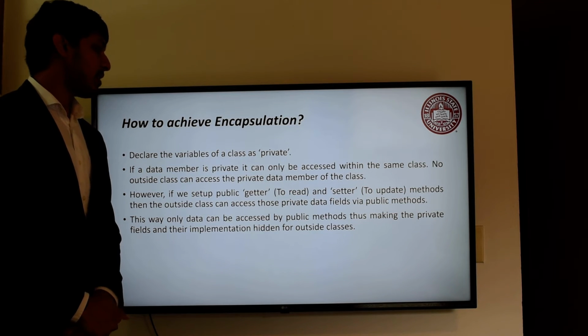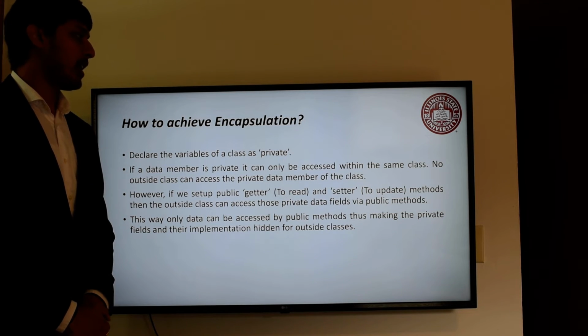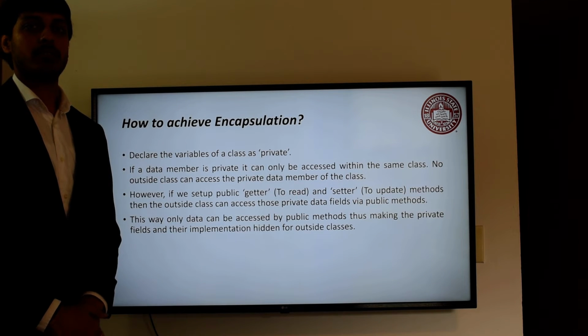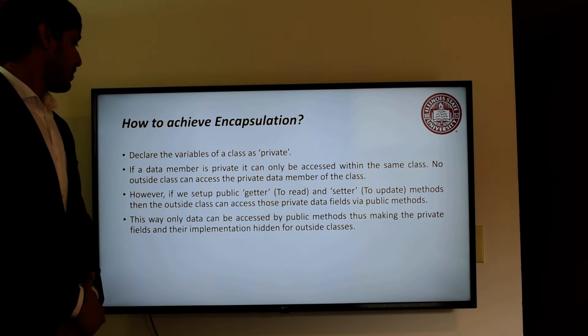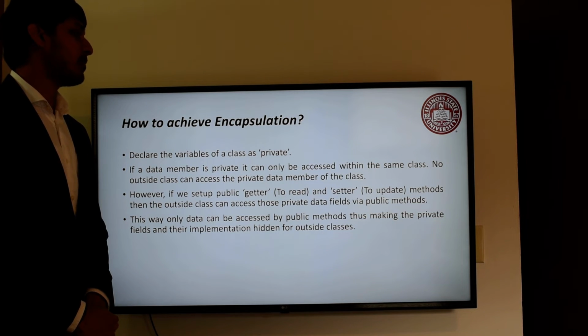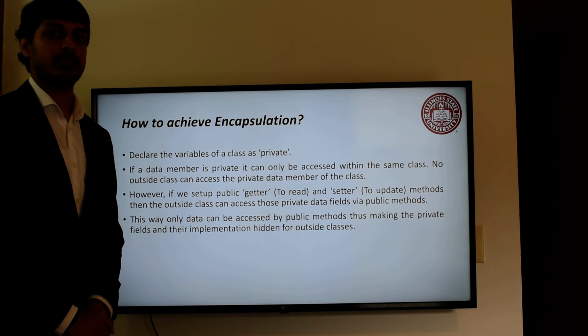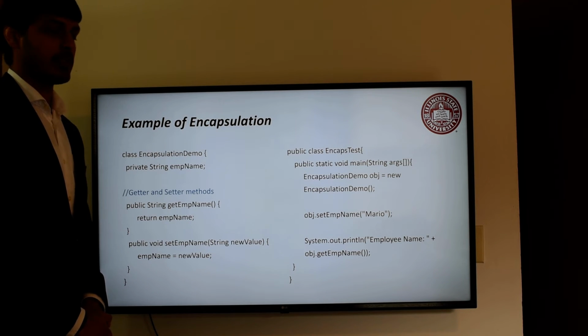However, if we set up public getter, which is to read, and setter, which is to update methods, the outside class can access the private data members via public methods. This way, only data can be accessed by public methods, thus making the private fields and the implementation hidden from the outside class. Here is an example of encapsulation.